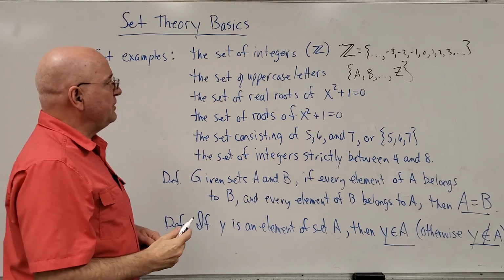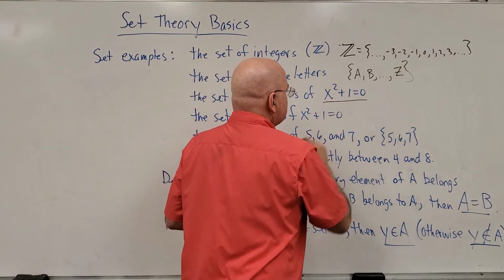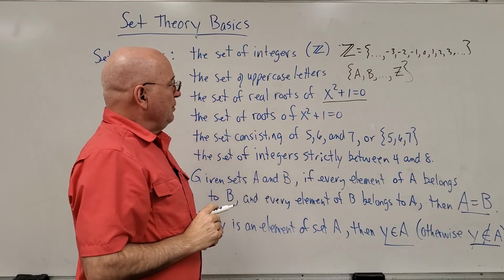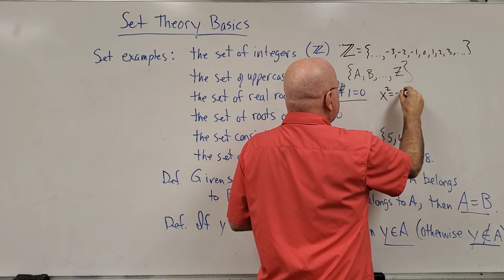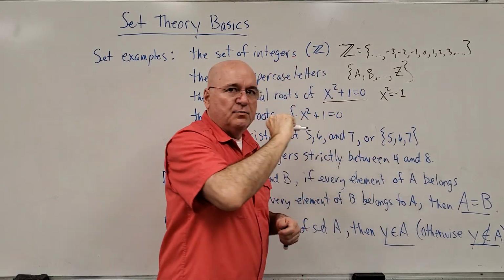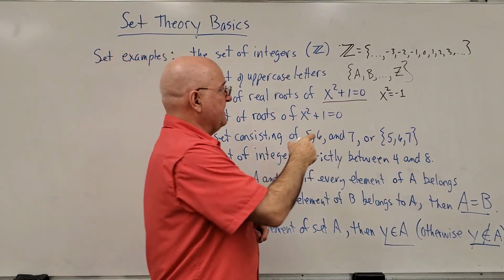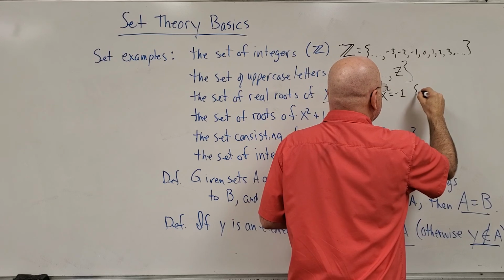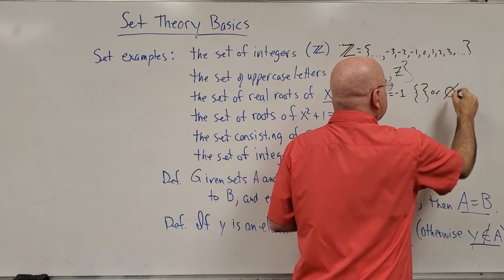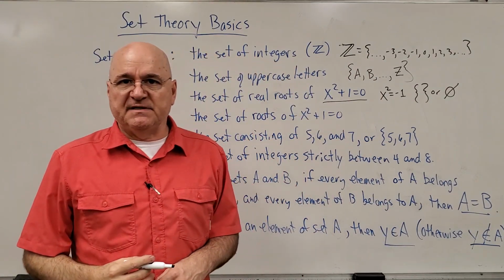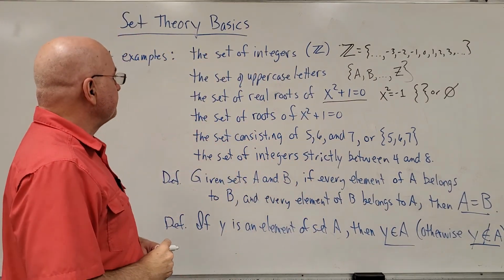The set of real roots of this equation. Well, that means that x squared is equal to -1. In real numbers, you can't square a number and get a negative. So this is the empty set, or another way of writing it is this, the empty set. The set with no elements.